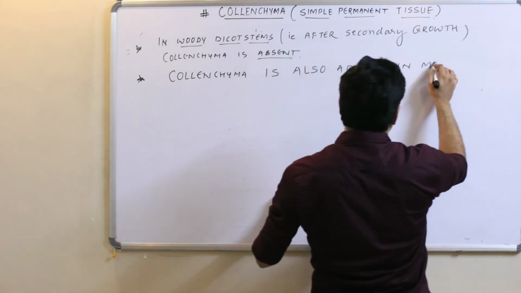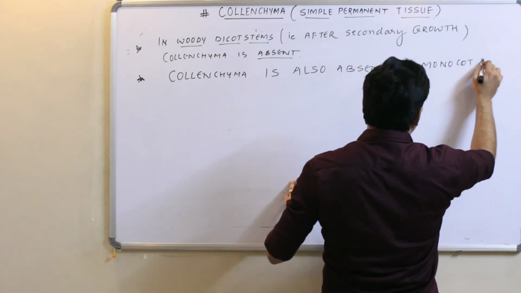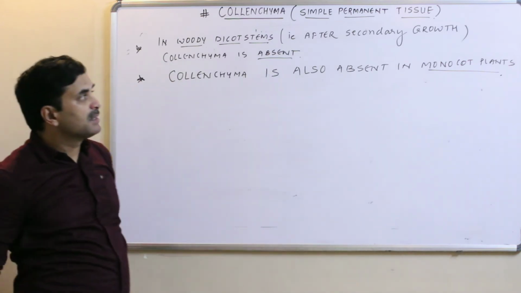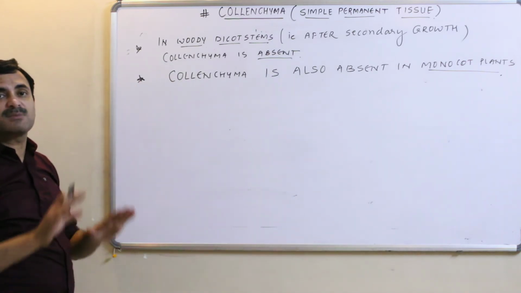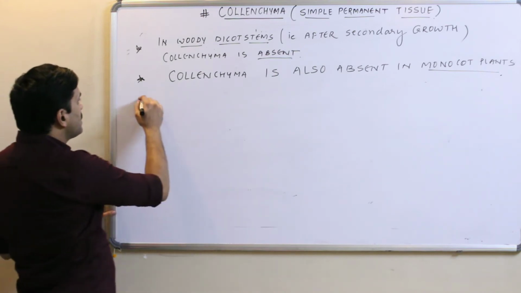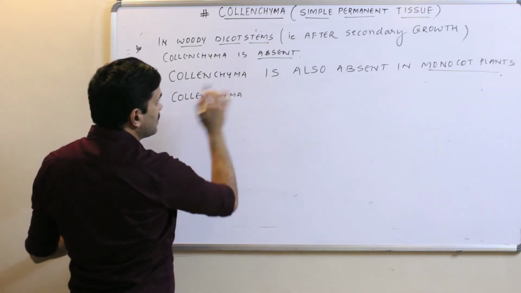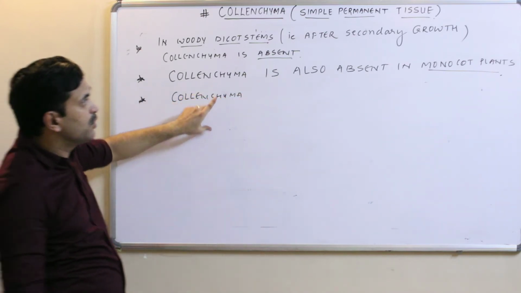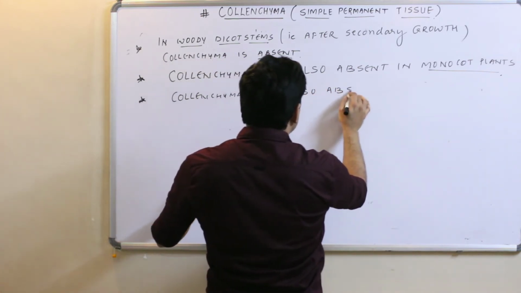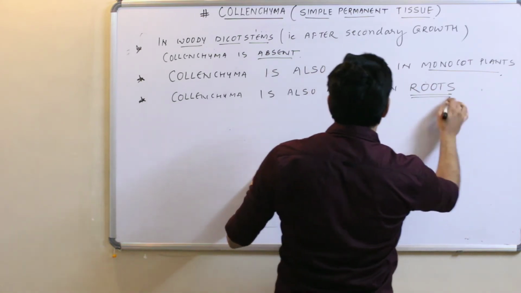Alright. One more very important point to be noted here: collenchyma is also absent in monocot plants. Remember, this is a very important feature. Monocot plants do not have this tissue known as collenchyma. It is also absent in roots. Collenchyma is absent in roots.